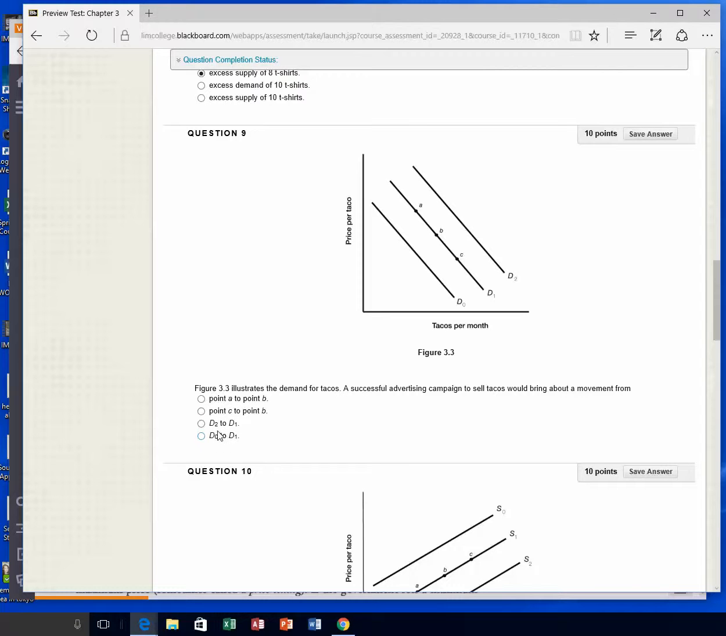And it's not from D2 to D1, that would be a decrease. It's got to be D0 to D1, right? This is basically an increase in demand. Something good happens, so it's a shift to the right.